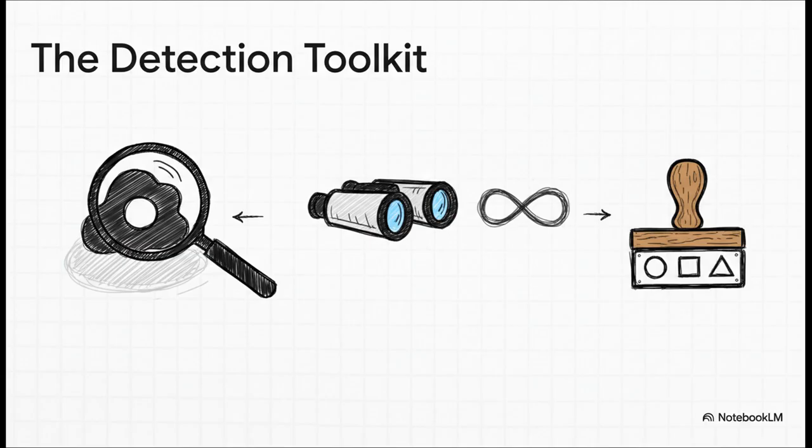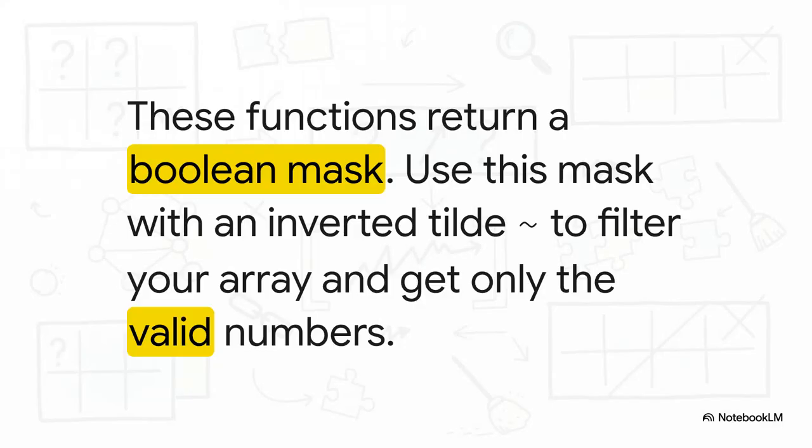This one does the opposite. It's like a quality check that tells you which values are good to go. The normal, finite numbers you can actually do math with. Now, the magic here is what these functions give you back. They don't give you a number, they give you a brand new array filled with just trues and falses. We call this a Boolean mask, and we can use this mask to filter our data.